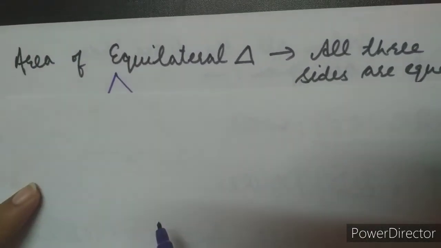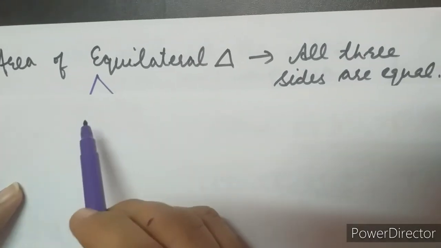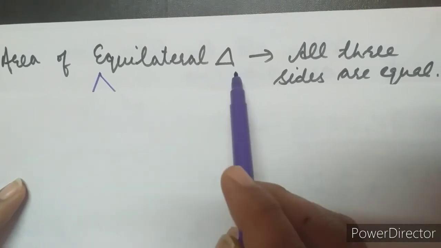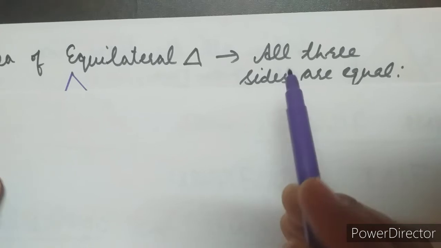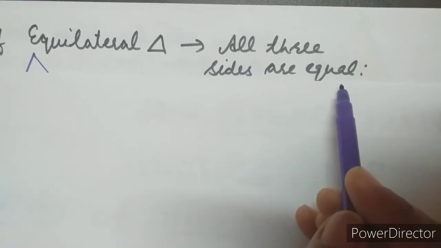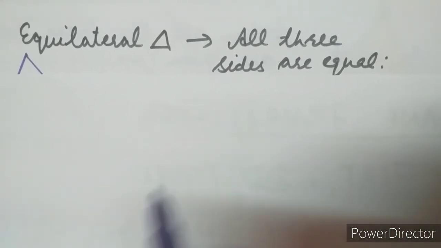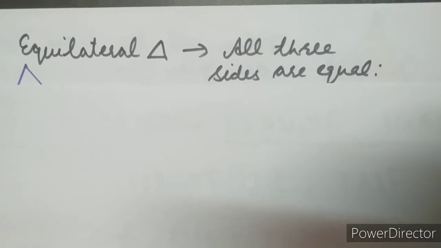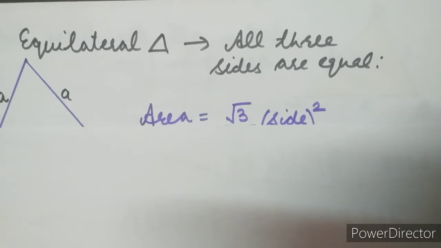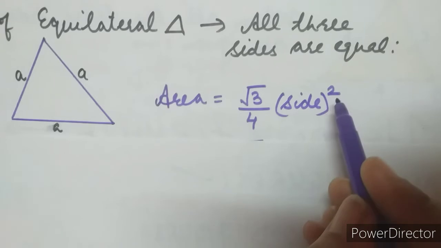Now the next case is a special case of triangles, not a new case: the area of an equilateral triangle. What is the meaning of equilateral triangle? When all the three sides of a triangle are equal. Otherwise, if the sides are unequal, we can apply Heron's formula. Even for equal sides, we can apply Heron's formula, right? But what is the direct formula? The direct formula is: area equals square root of 3 upon 4 into side square.